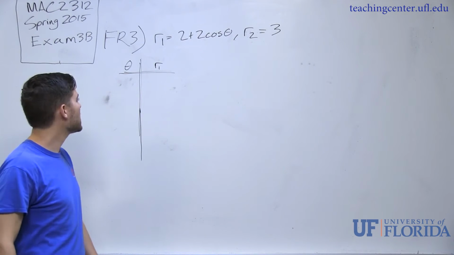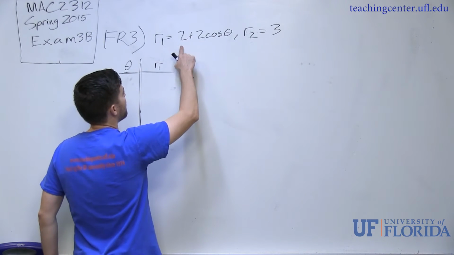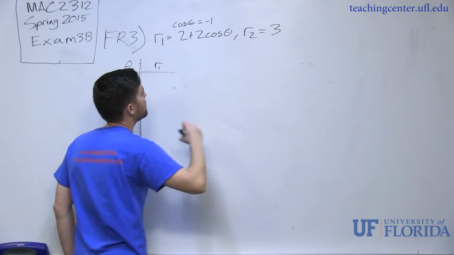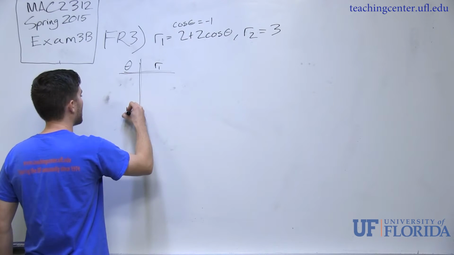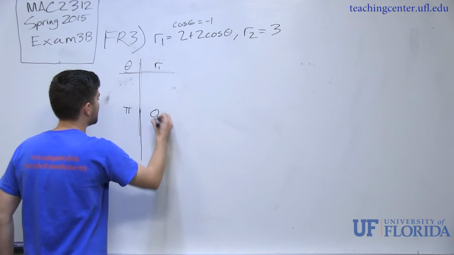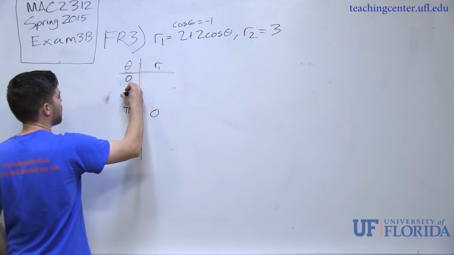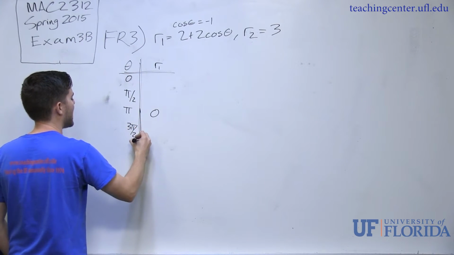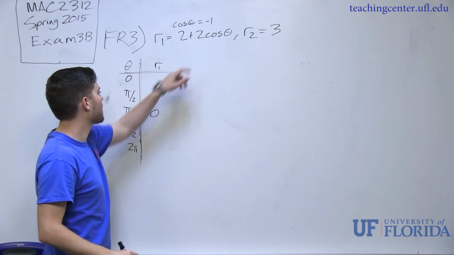If I set R1 equal to 0, I can figure out where its zeros are. So if I set this equal to 0, I end up getting cosine of theta equals -1. So cosine of theta is equal to -1 at pi. So I'm just going to denote that pi is one of my zeros here. Now I'm going to plug in some points around it: pi over 2, 0, 3 pi over 2, and 2 pi. And I can get values for that by just plugging into the equation.